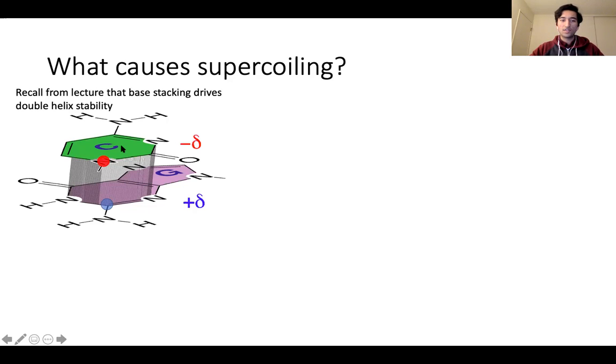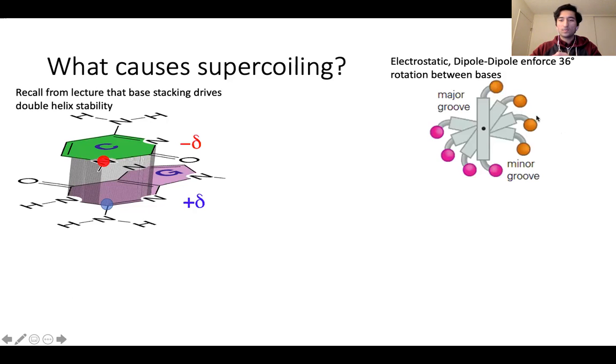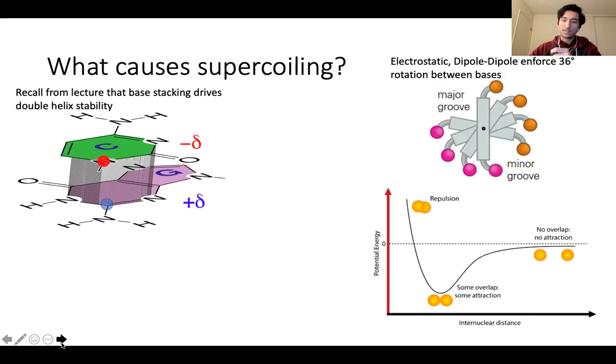Here, just to illustrate what makes base stacking so powerful, you have 2 nucleotides, cytosine and guanine. As a result of the way that their electron clouds are configured, the overlap is such that if the cytosine is offset by about 35 or 36 degrees, that's when you get a really favorable overlap like this. This is why when you have more and more nucleotides in a growing DNA helix, they're all offset by about 36 degrees.